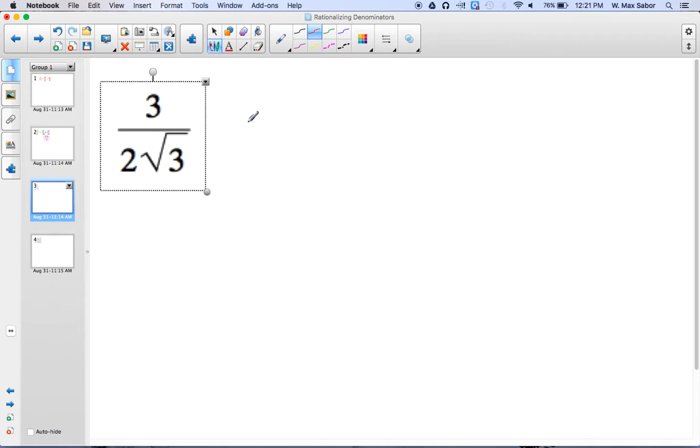Square root of 3 divided by 2 times the square root of 3. We're going to identify the radical in the denominator, which is just square root of 3. So I'm going to multiply by the square root of 3 over the square root of 3. You don't need to multiply by the coefficient of the radical in the denominator.